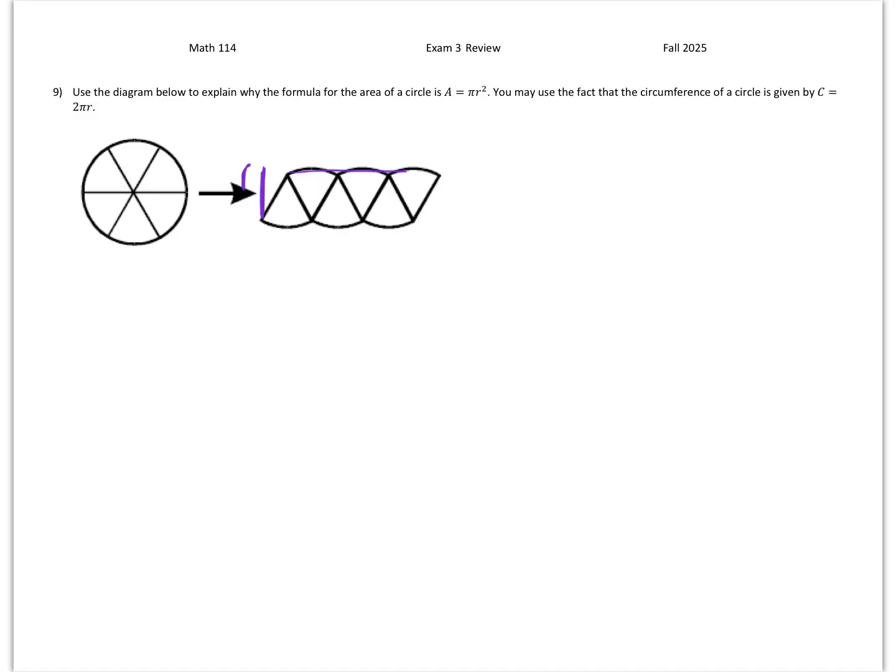And then this distance, this length of the one side of the rectangle, it's one, two, three curved pieces of the pizza. So one, two, three. That's half the circumference of the circle. One half the circumference.